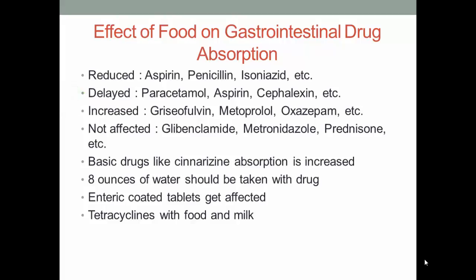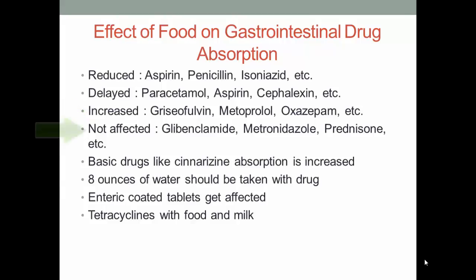And for some drugs, the absorption is increased in the presence of food, like griseofulvin, metoprolol, oxazepam, etc. These are actually lipophilic drugs. When there is food, the food stimulates bile secretion. When this bile is released, it helps in the dissolution of lipophilic drugs, and thereby it can increase drug absorption. So riboflavin and all these are lipophilic drugs, and their absorption is increased because of this mechanism.